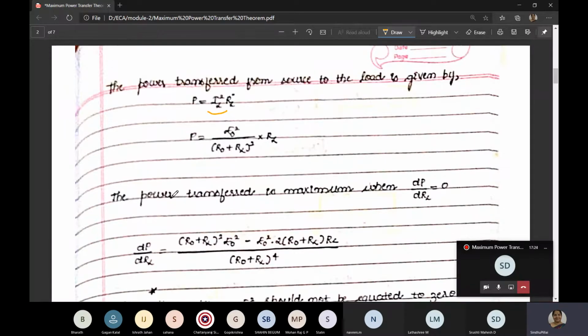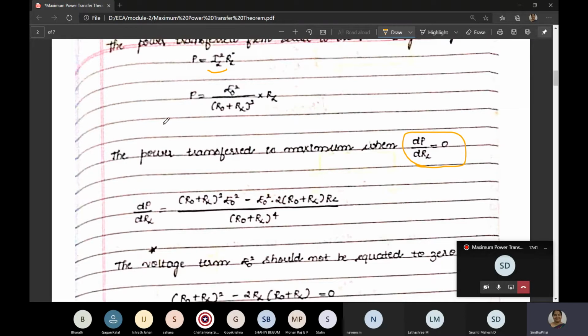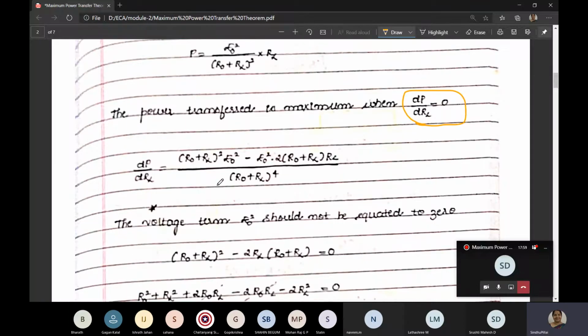Next, the power transferred is maximum when we differentiate the given power with respect to RL. Differentiating power with respect to RL and equating it to 0, we'll get the maximum power transferred. Just differentiating it, it is in the form U by V. So it is V into differentiation of U, that is a constant, minus U into differentiation of V, divided by V square. That formula is applied here.